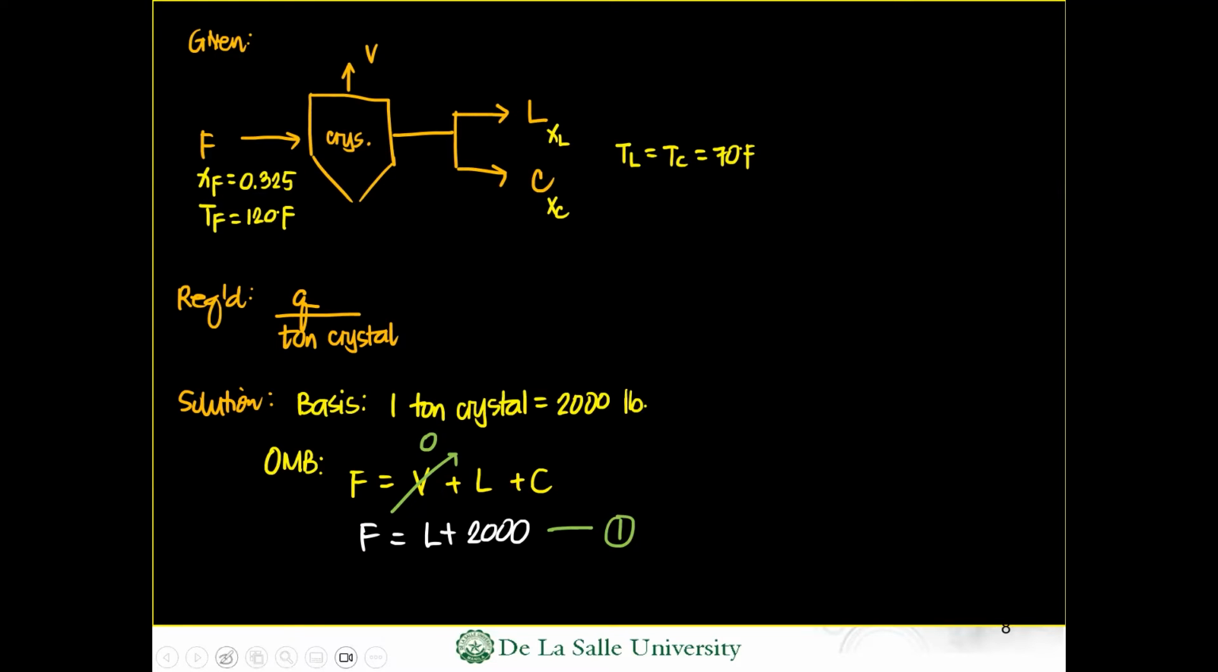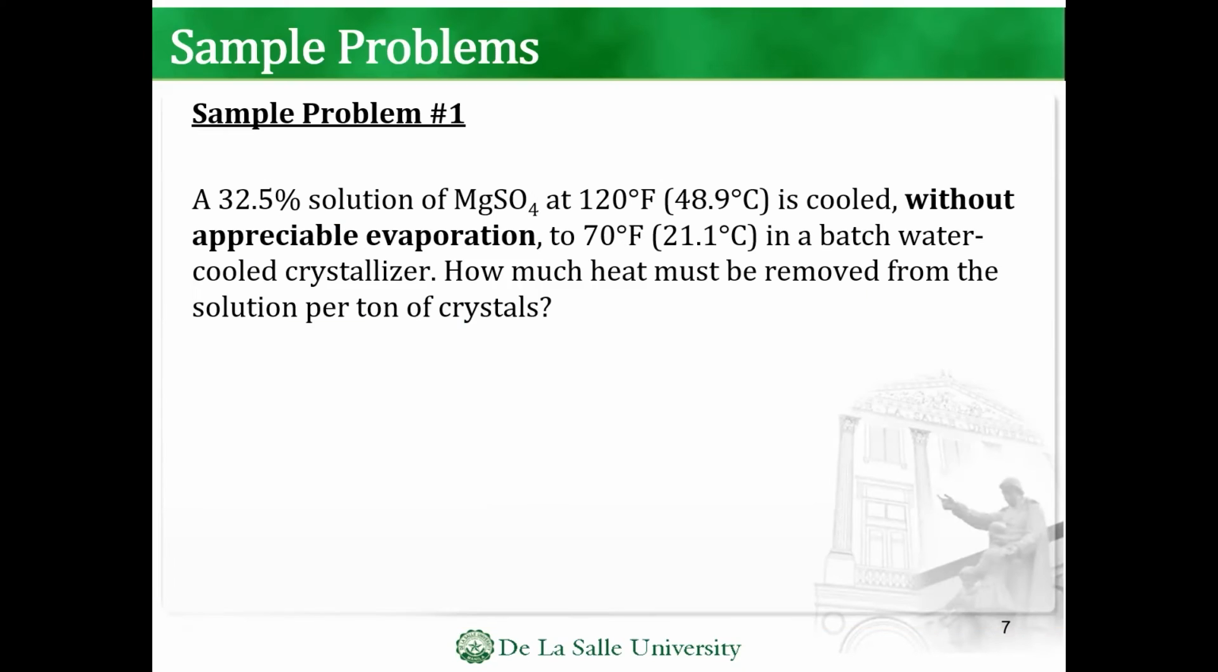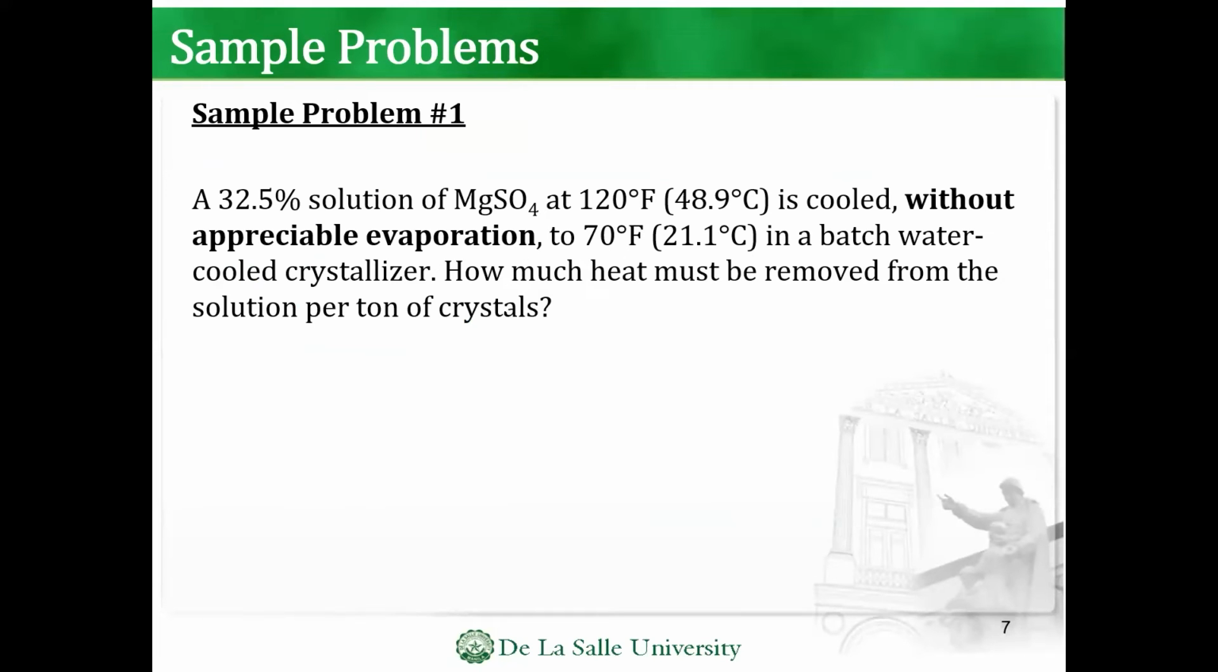Okay, what else do we know of? So let's go to the component balances. For the component balance, F XF is equal to L XL plus C XC. So do we know what XL is? We don't know what XL is, but what type of system is this? Magnesium sulfate. Okay.